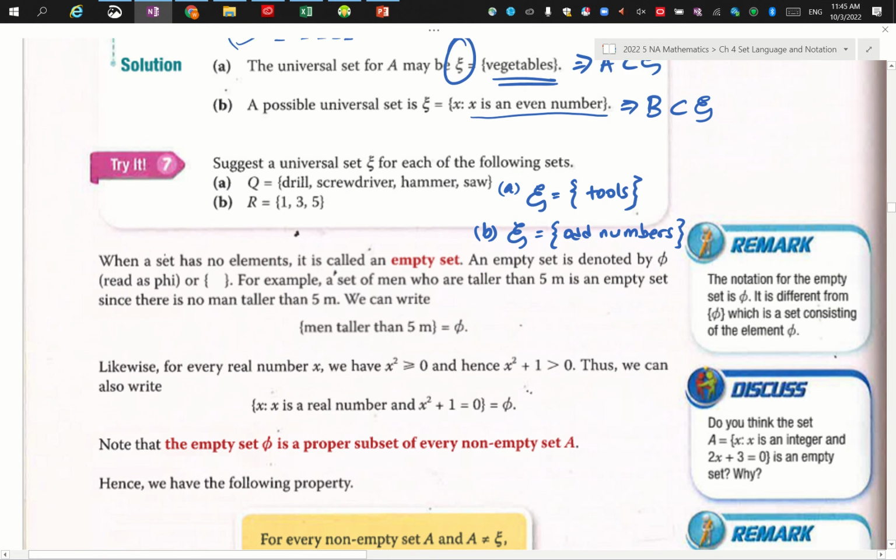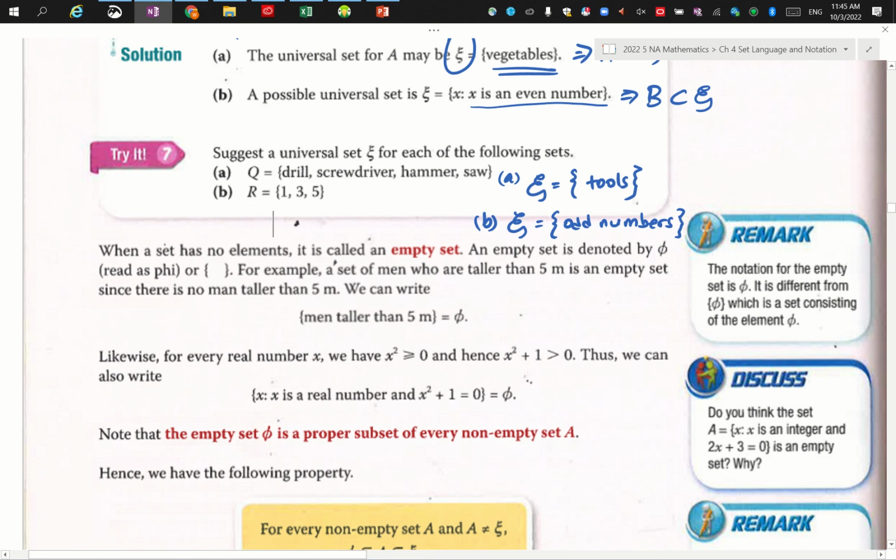Okay, so next, when a set has no elements, it is called an empty set, as I mentioned. Nothing inside means it's empty set. But empty set is still a set, right? Your pencil case, even if it contains nothing, is still a pencil case, right? Even if it contains nothing, it is still found inside your bag, isn't it? So you have to take note of this. An empty set is still a set. It's just that it has nothing inside.